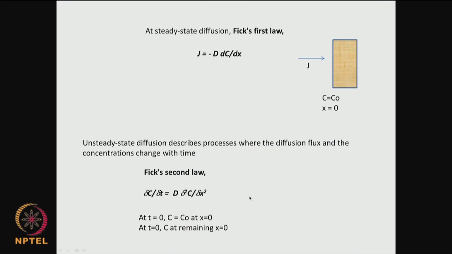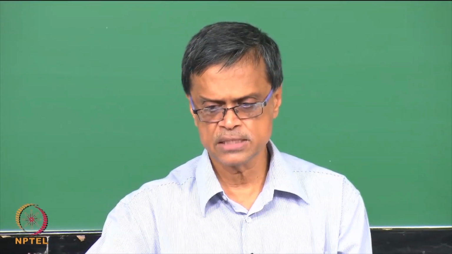If you have y and z, you can add d square C by dy square, d square C by dz square, and so on. It is a partial differential equation, which is why we write it like this, whereas here we write it like this. This is an ordinary differential equation, whereas this is a partial differential equation. So, the concentration is a function of time as well as distance. Here it could be just x, but you can have x, y, z, all three coordinates also.